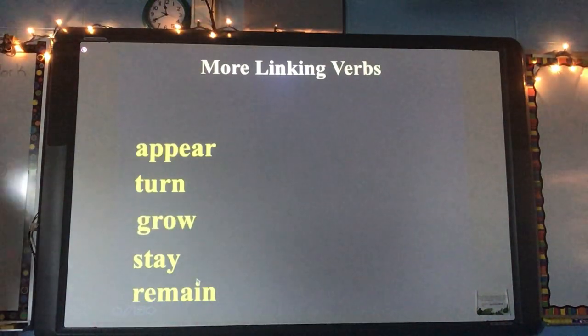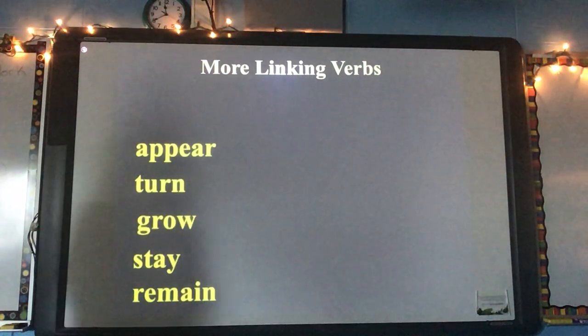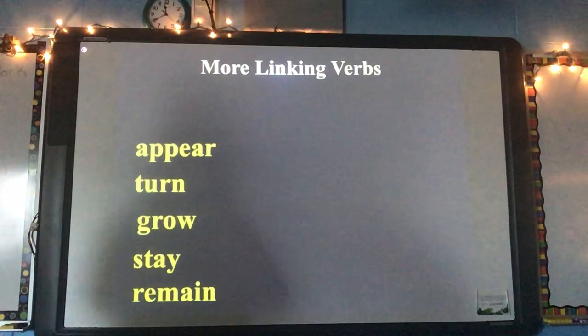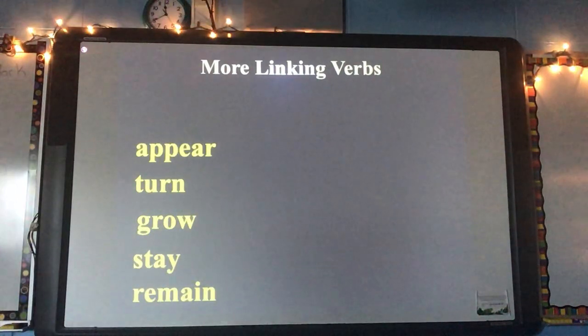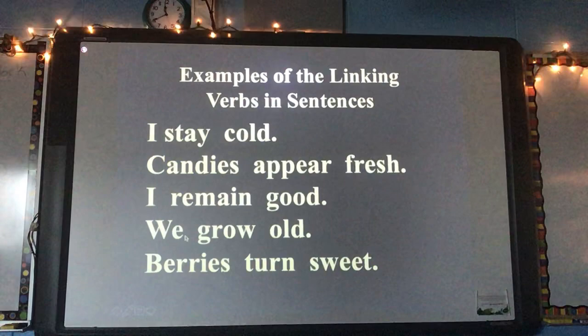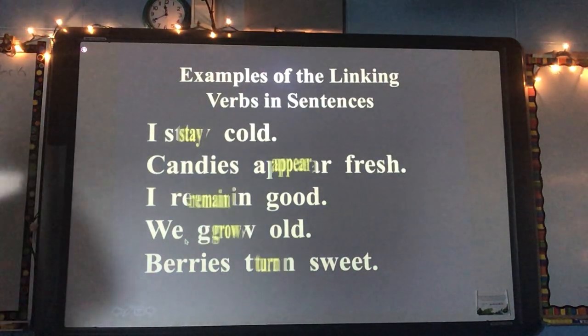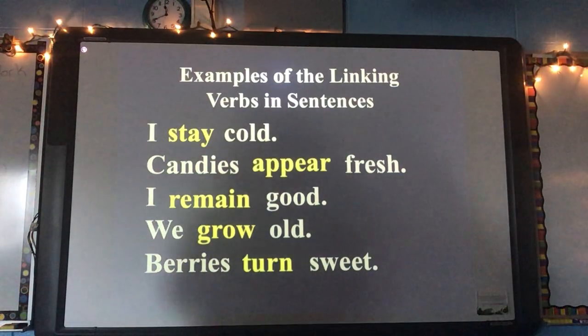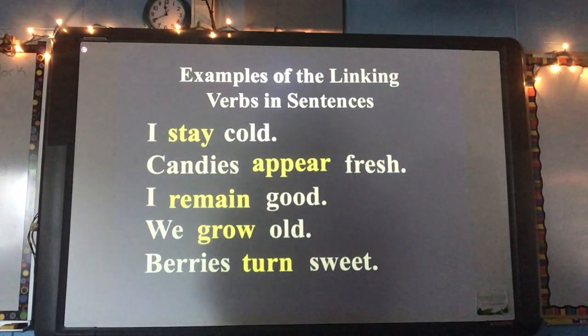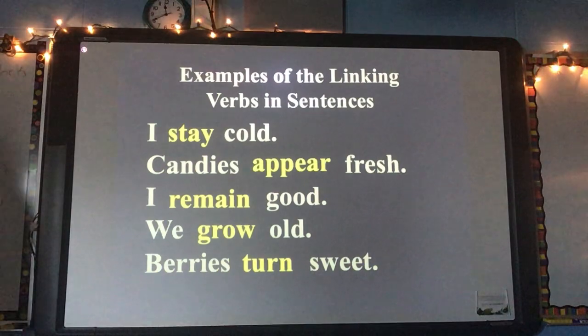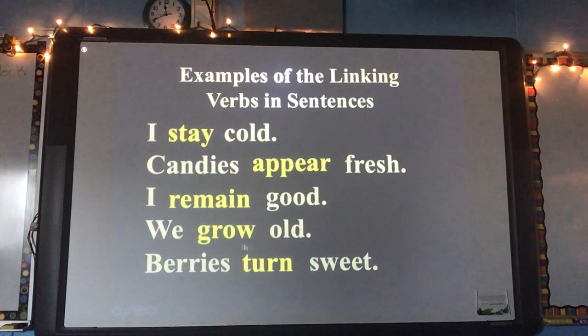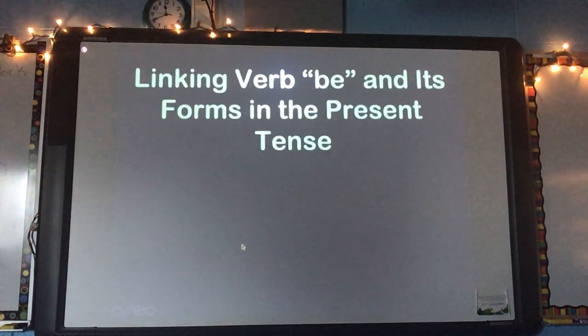So here's some more examples of some linking verbs. Appear, turn, grow, stay, remain. These are not all of our linking verbs. They're just some examples. And then you can see them used in these sentences. Okay? I stay cold. Candies appear fresh. I remain good. We grow old. Berries turn sweet. Do berries actually turn sweet?